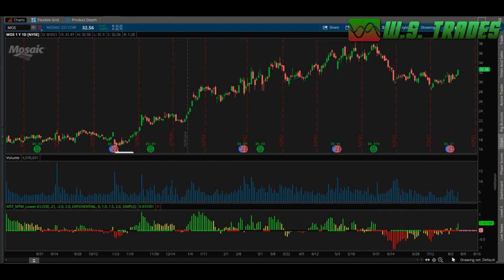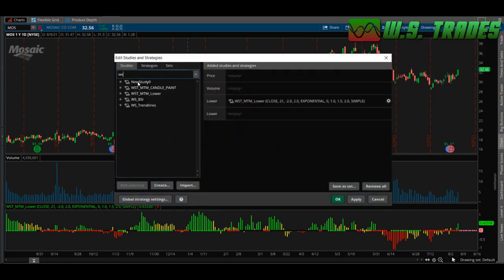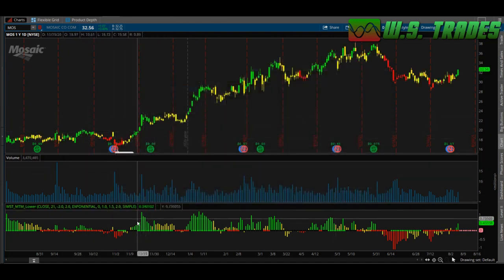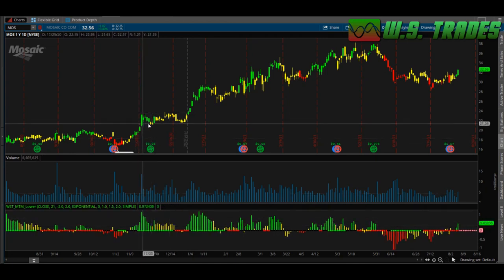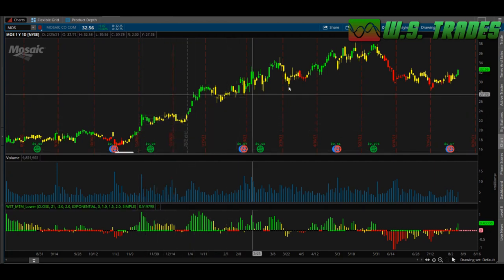So now I'm going to load up the candle paint study. So again, you go over here, WS. I'm going to double click the paint study, click apply, okay, and now you can see it's very easy to see what these lower bars are doing just by looking at the chart. You can look at the website and remember what green means, and then yellow as well, and then red.